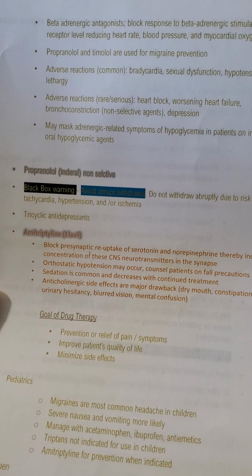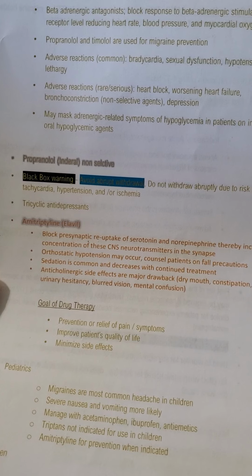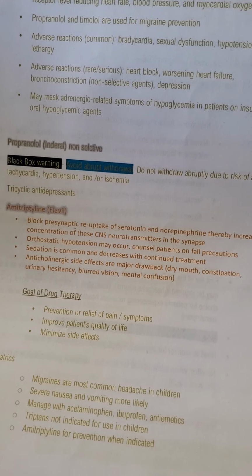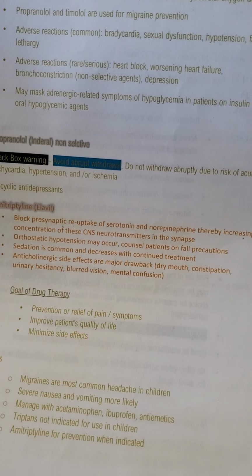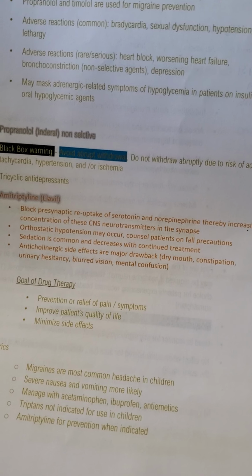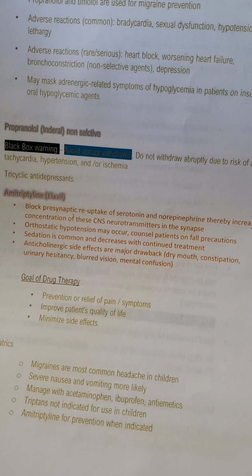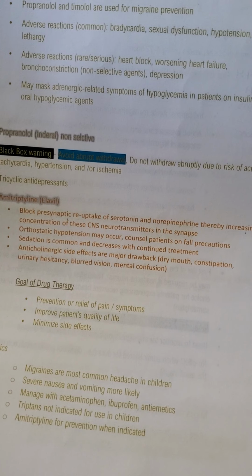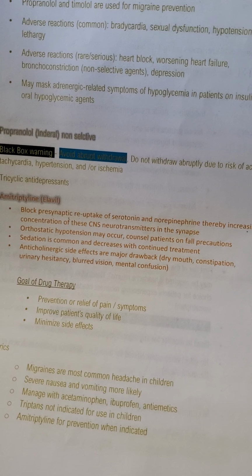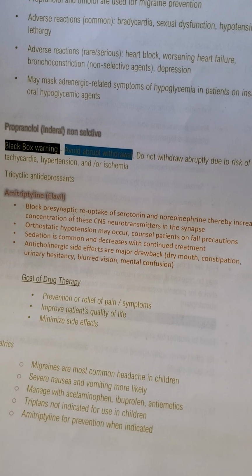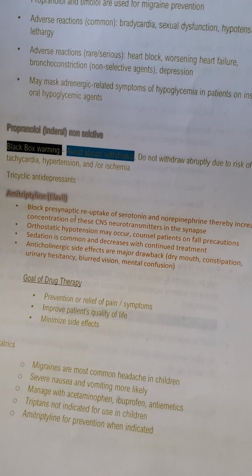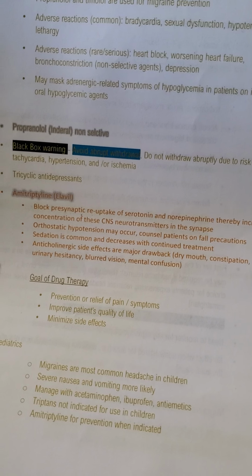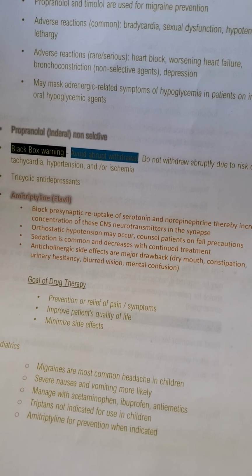The tricyclic antidepressants, amitriptyline, which was previously discussed, block the presynaptic reuptake of serotonin and norepinephrine, thereby increasing the concentration of these CNS neurotransmitters within the synapses. You can get orthostatic hypotension. This would lead patients to be on fall precautions. Sedation is common and decreases with continued treatment.